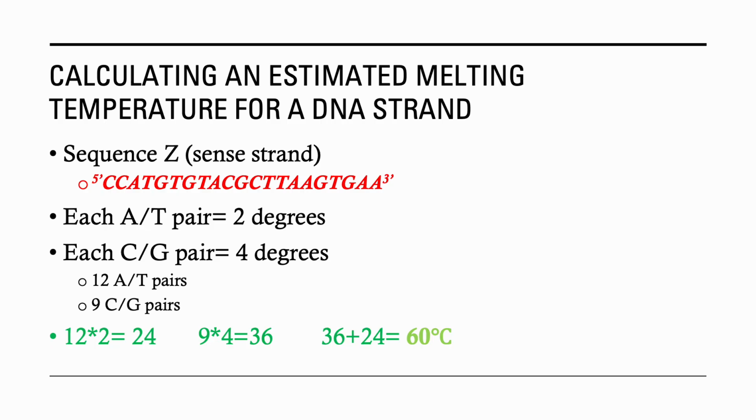12 times 2 is 24, 9 times 4 is 36, 36 plus 24 is 60. So the estimated melting temperature for this DNA strand, sequence Z, would be 60 degrees Celsius.